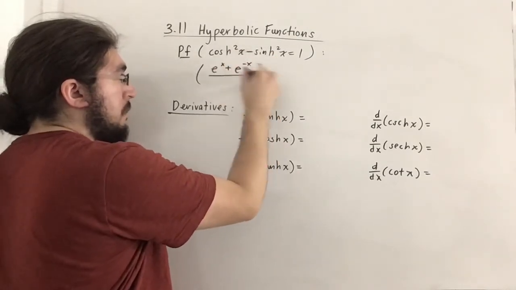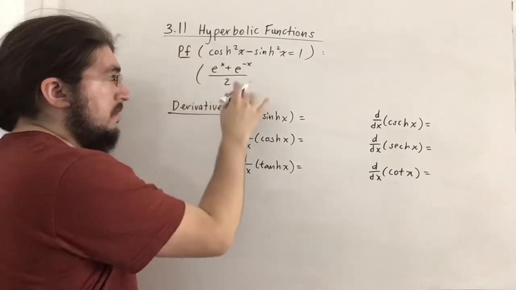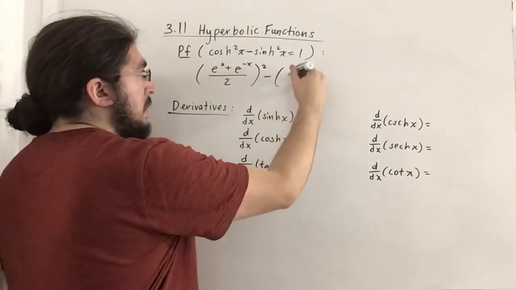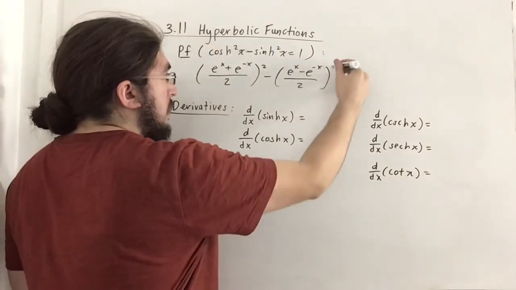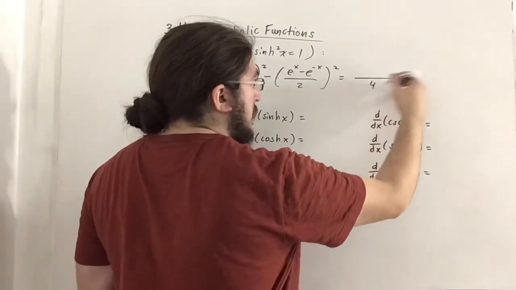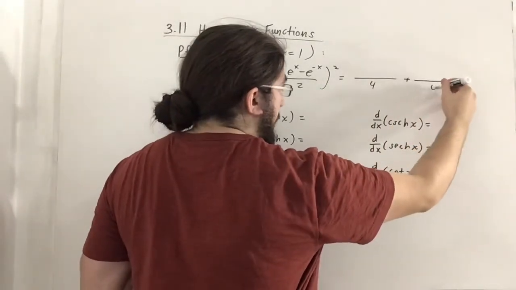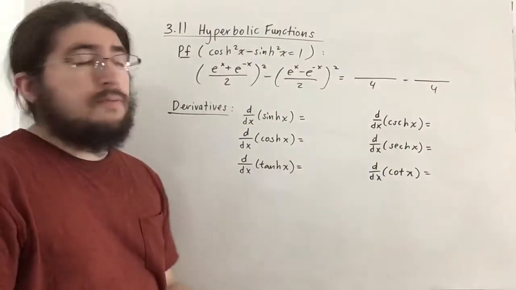That's the one that's plus of e to the x and its reciprocal, all divided by 2, minus e to the x minus e to the negative x, all over 2 squared. And we expand these out. Notice they're both going to be over 4. This is minus. So what we expect to get is that the numerators combine to 4 somehow.